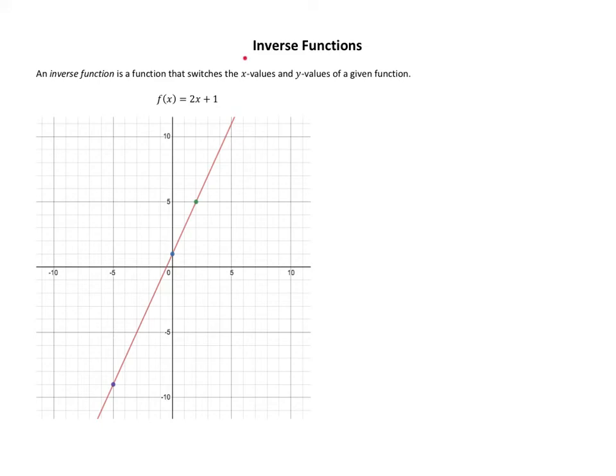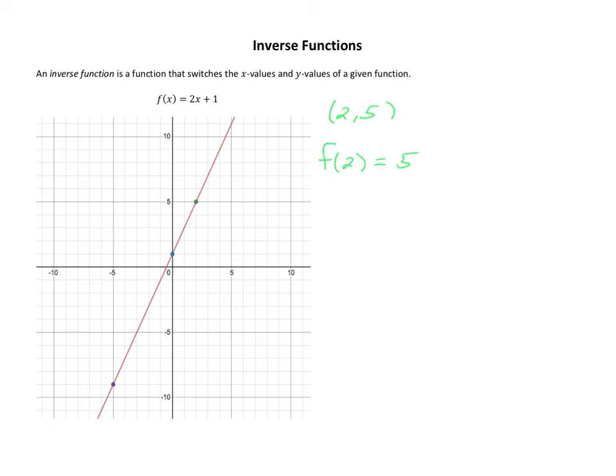In this lesson, we'll cover inverse functions, and that is a function that switches the x values and y values of some given function. To explain what this means, let's use the function f of x is equal to 2x plus 1. So that's this thing here, and I have 3 points labeled on the graph. For starters, this one. This is the point, it looks like 2, 5, which makes sense for this function. If you put 2 in place of x, you get 5 back for y.